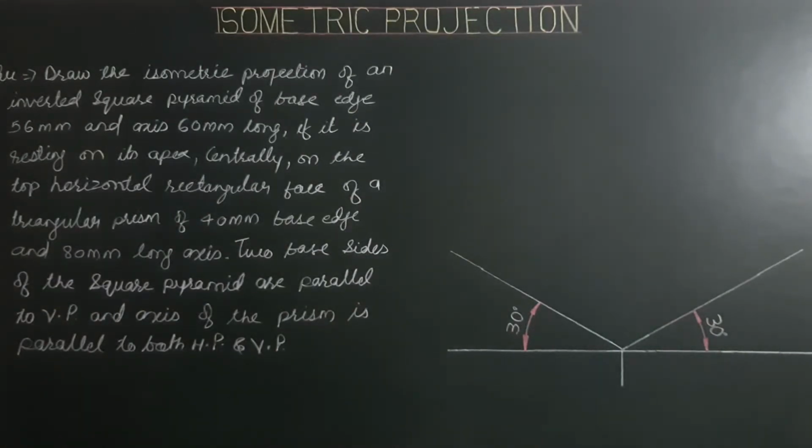Draw the isometric projection of an inverted square pyramid of base edge 56 mm and axis 60 mm long if it is resting on its apex centrally on the top horizontal rectangular face of a triangular prism of 40 mm base edge and 80 mm long axis. Two base sides of the square pyramid are parallel to VP and axis of the prism is parallel to both HP and VP.